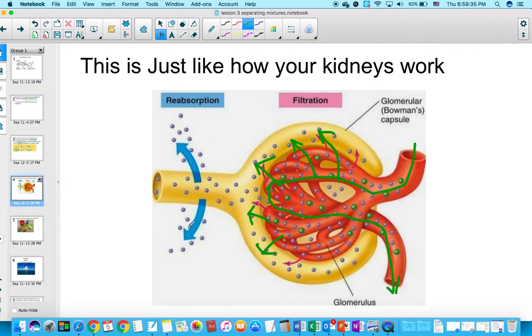Now, some of it may get reabsorbed into the body, but waste just gets pushed through, and eventually that turns into pee. So this is a real biological example of how filtration works.